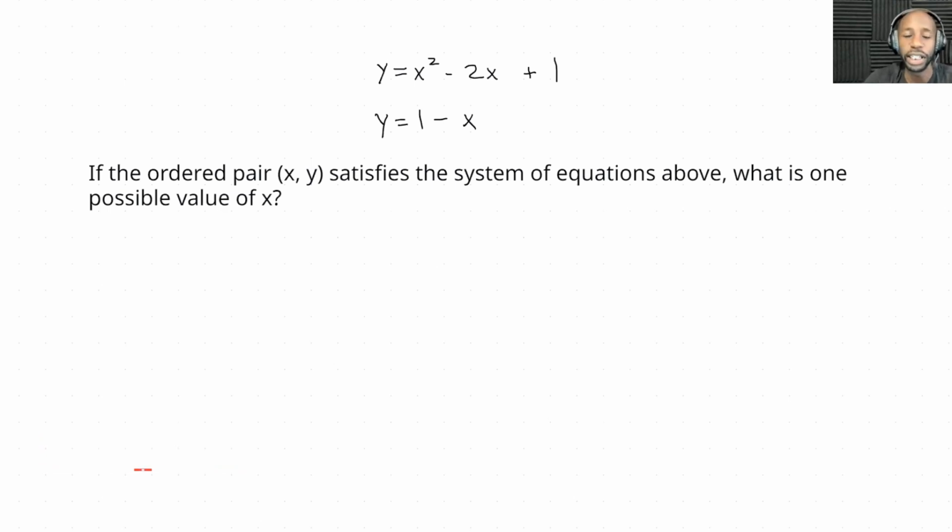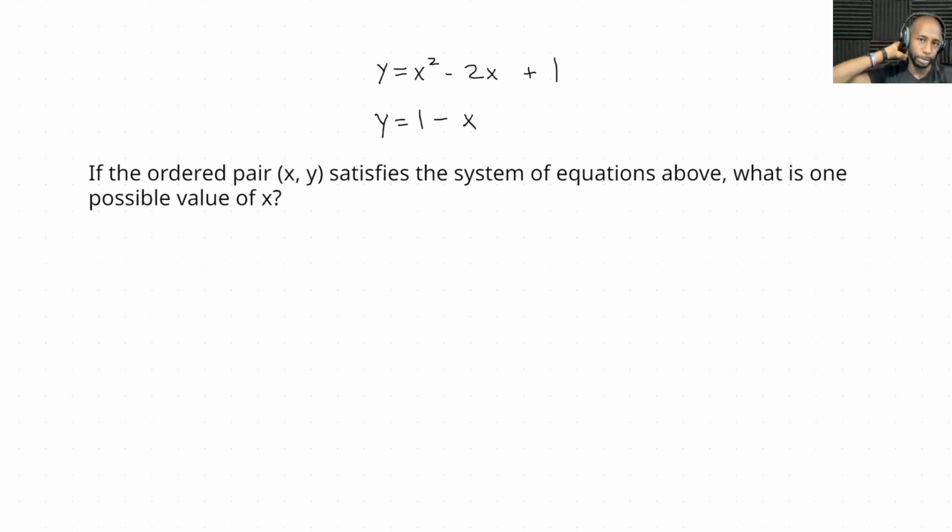All right, let's go. So this gives us two equations here, y equals x squared minus 2x plus 1, and then y equals 1 minus x. If the ordered pair x, y satisfies the system of equations above, what is one possible value of x?